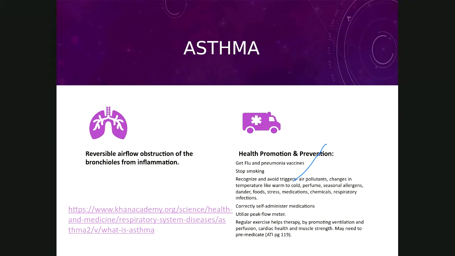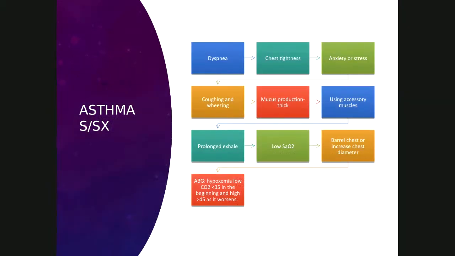Okay, and so we'll go to signs and symptoms. So signs and symptoms, you have dyspnea, chest tightness, anxiety or stress because you're having shortness of breath and because your chest is feeling tight. You get that coughing and that wheezing. The mucus production is really thick, and that's part of what's causing the asthma exacerbation.